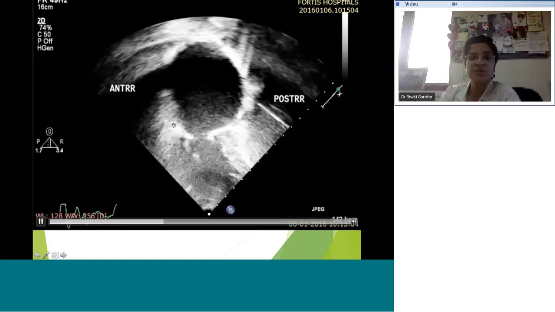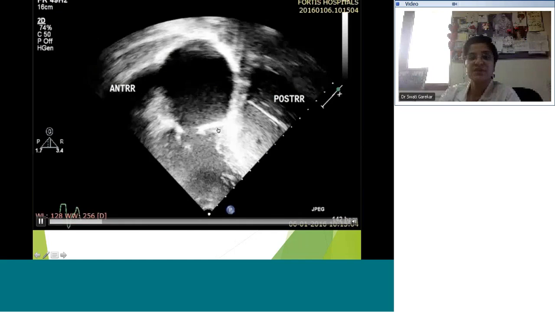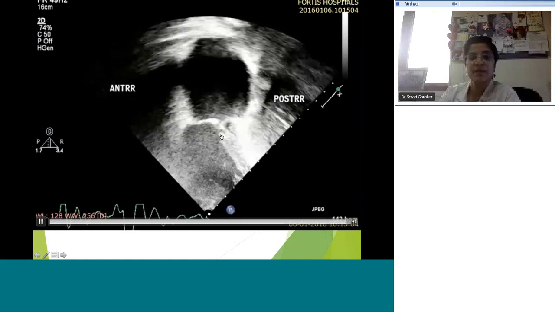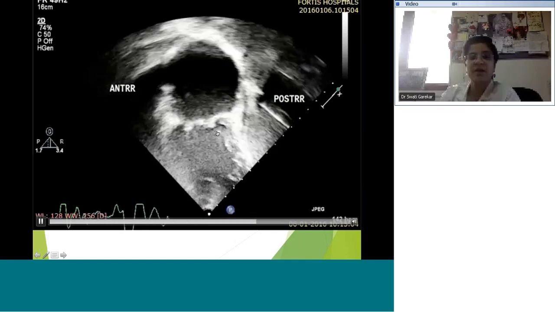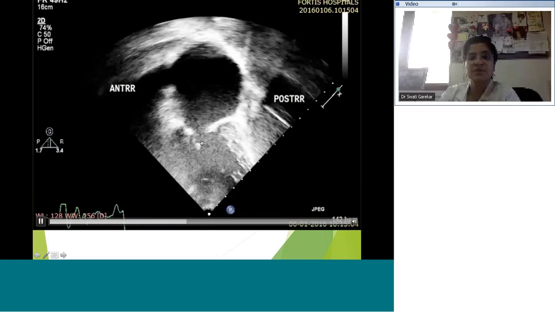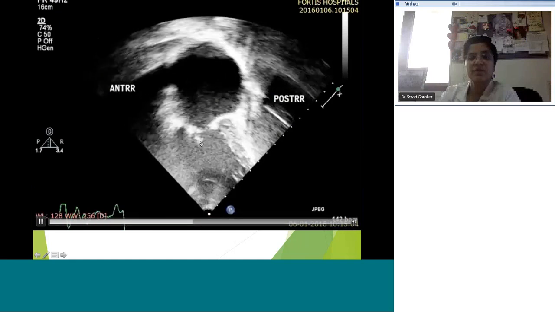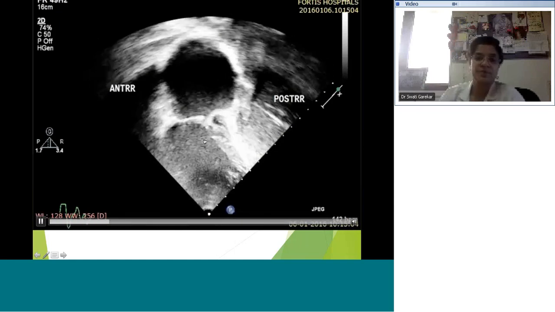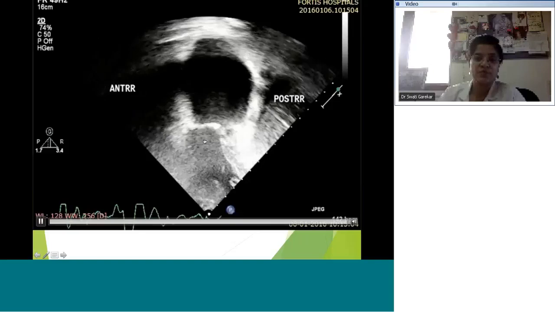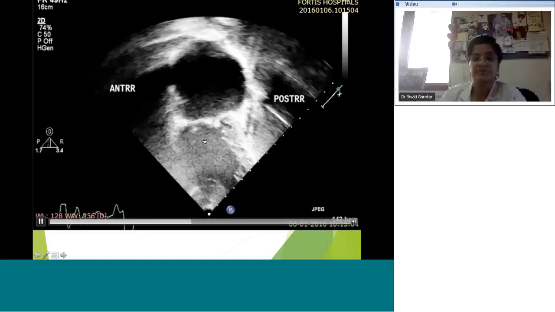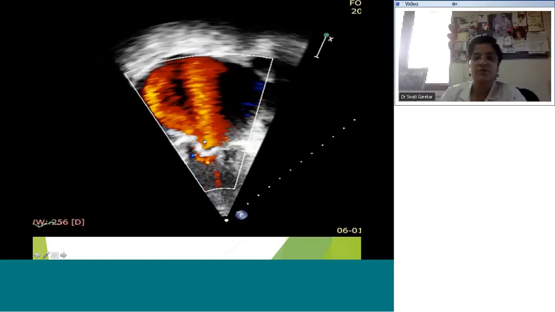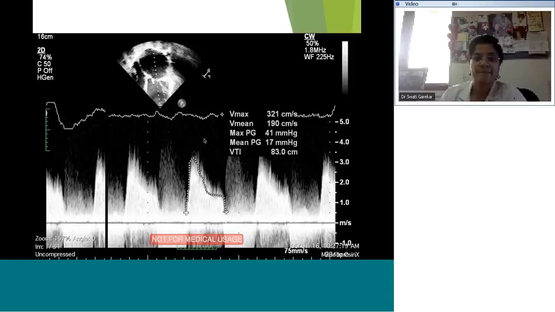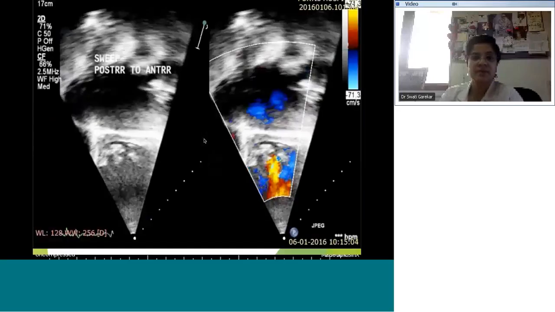And here is a two-chamber view, the anterior leaflet and the posterior leaflet over here. I've got it labeled. The posterior leaflet hardly moves while the anterior moves pretty all right. In fact, yeah, maybe one of the chordae might be ruptured. The tip seems to be moving a little extra. So there you go, the color Doppler. You've got mitral stenosis, mean gradient of 17, which is very high.